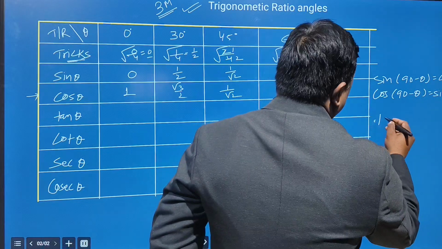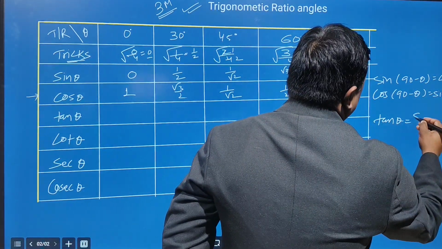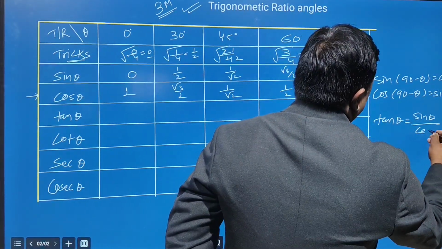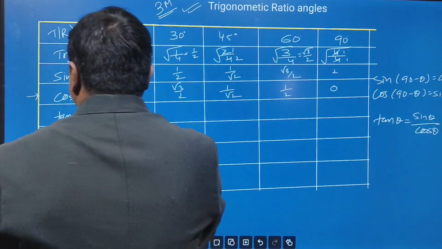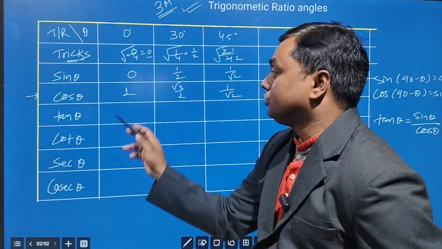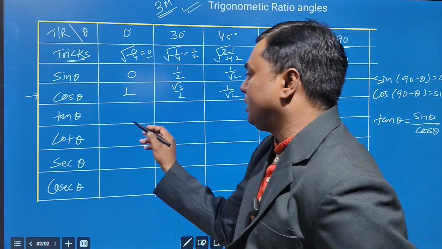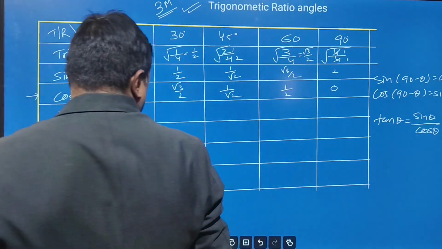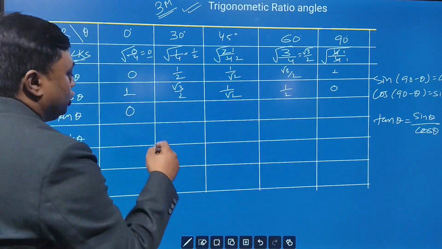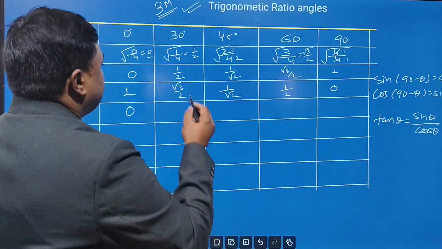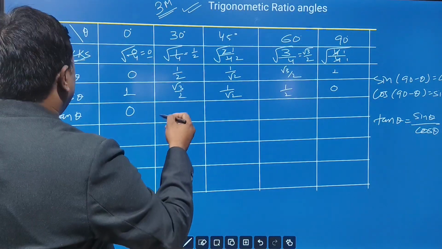And as I taught you, tan theta is nothing but sin theta by cos theta. Yes or no? So using this relation, if I want to find tan 0 degree, so sin 0 by cos 0. So 0 by 1 is what? 0. 0 upon any number is what? 0 only. Similarly, sin 30 by cos 30 will give tan 30.